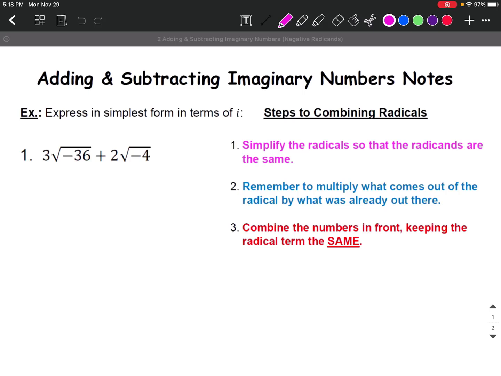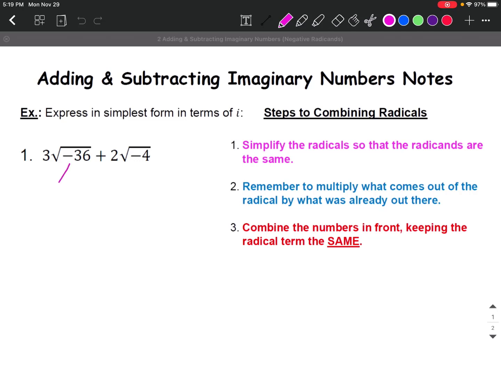Hi guys. Okay, today we're going to add and subtract imaginary numbers, but first we have to get the imaginary numbers out of the radicals. Okay, so the directions will say something along the lines of express in simplest form in terms of i. So the first step is to simplify each set of radicals. All right, because remember, you can only add and subtract like radicals.